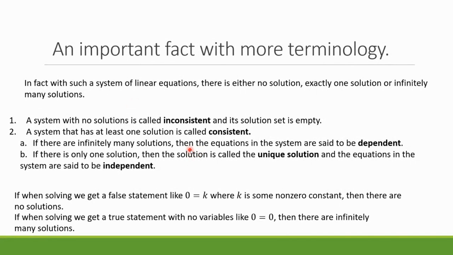Now, if there are infinitely many solutions, we say the equations in the system are dependent. And if there's only one, that is, if the solution is unique, one of a kind, then we say the equations are independent.